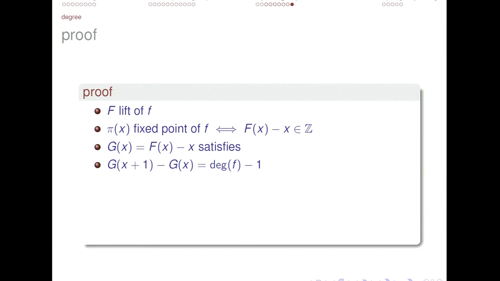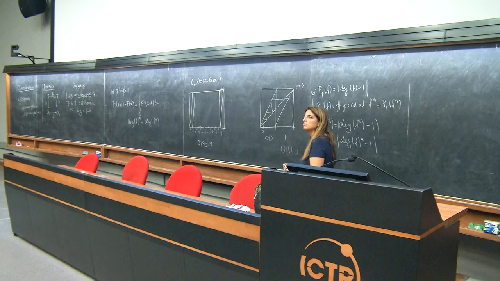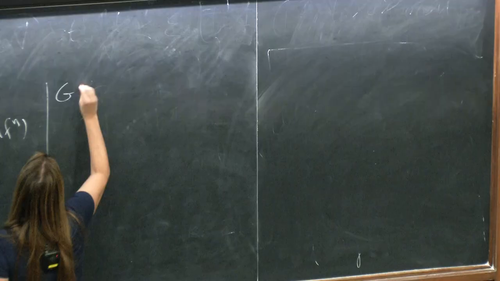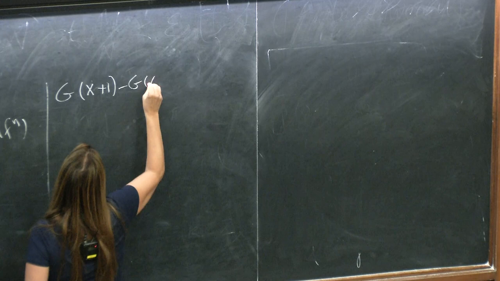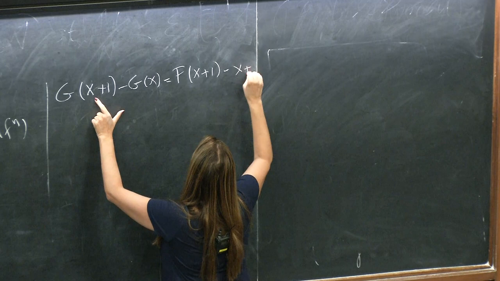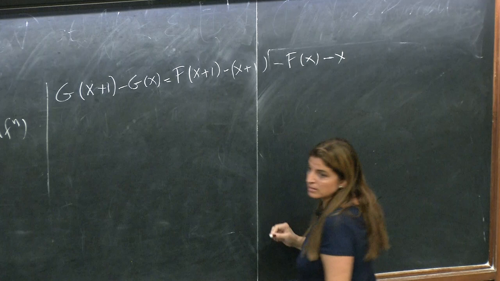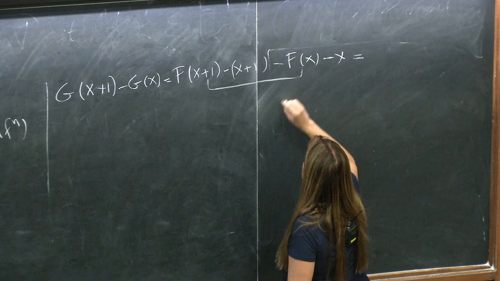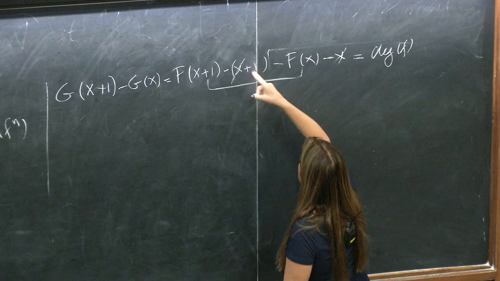But this equals the degree of f minus 1. You know why? This is f(x+1) minus (x+1) minus (f(x) minus x). So this is the degree of f, this goes with this, and this is minus 1.